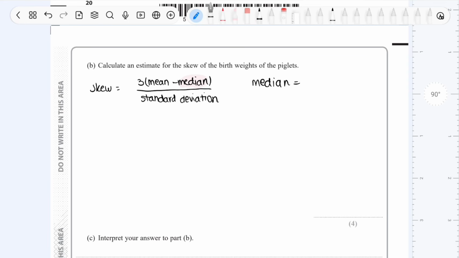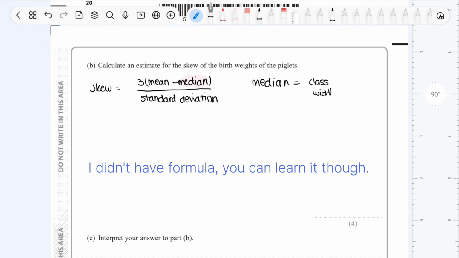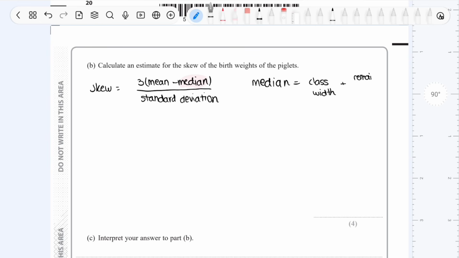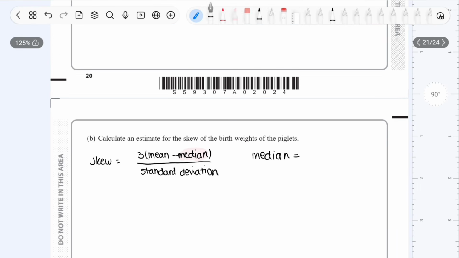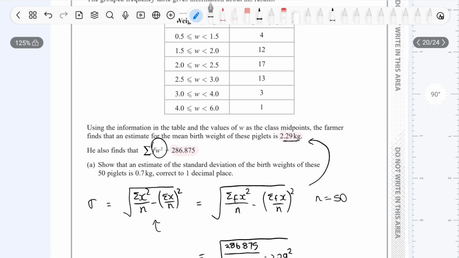Now the median has a formula, and I can put it here. It's basically the start of the class width plus the remainder or something like that. I can't tell you the official formula because I haven't got it on me. You can learn this if you want. However, an easier way to do it is just using intuition. The only way you'll be able to do this under pressure is to understand what it's actually asking for.